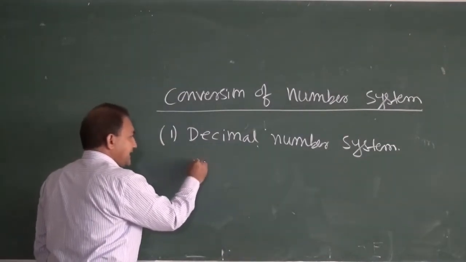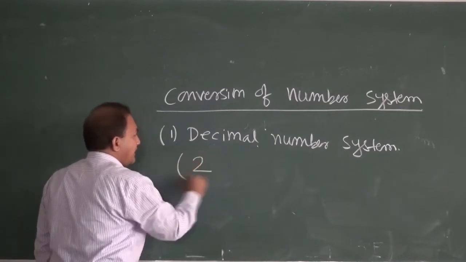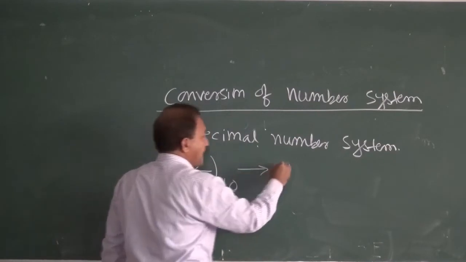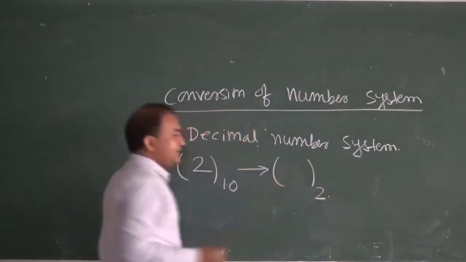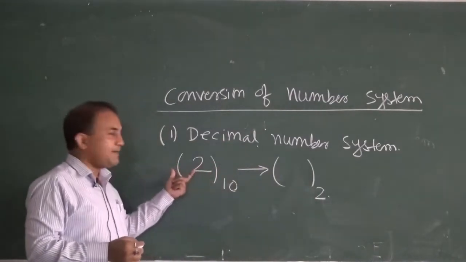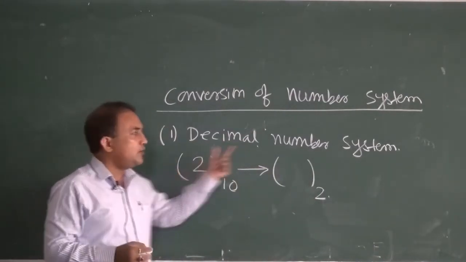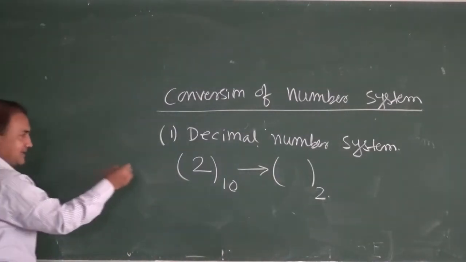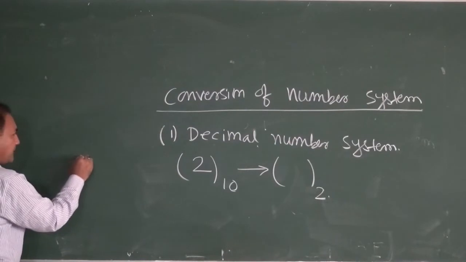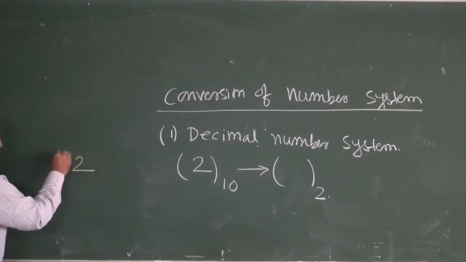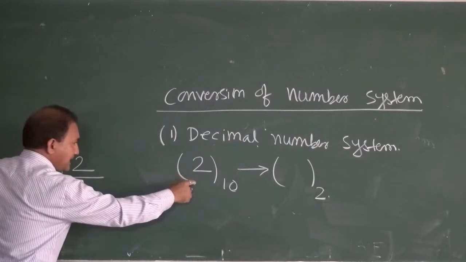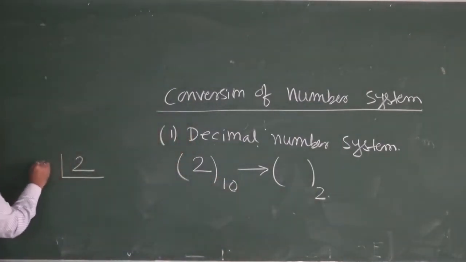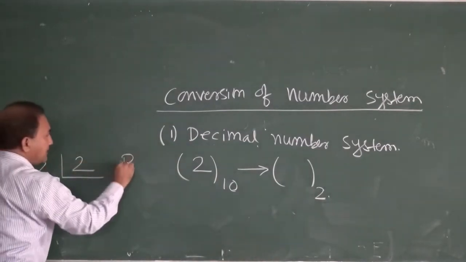Suppose the number is 2. You want to convert this decimal number to a binary number. In the binary number system, the base is 2. So there are steps. This is a simple example. You have to divide this number, which is in the decimal number system, by the base 2, and you have to see the remainder.